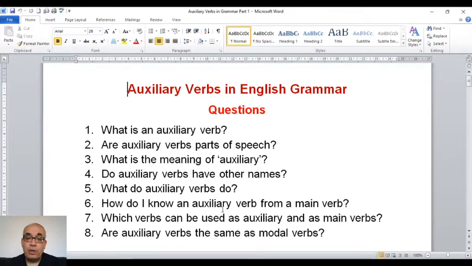Number 5, what do auxiliary verbs do? And number 6, how do I know an auxiliary verb from a main verb? Number 7, which verbs can be used as auxiliary and as main verbs? And question 8, are auxiliary verbs the same as modal verbs? So I've got 8 questions.